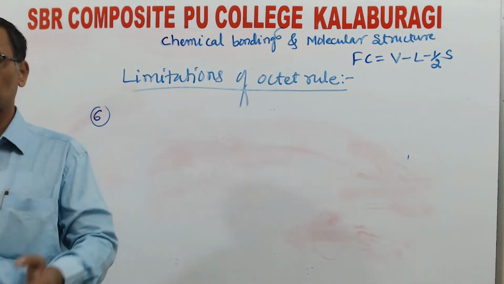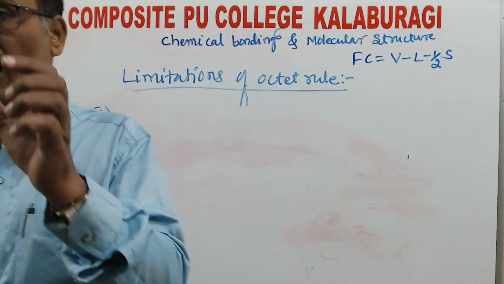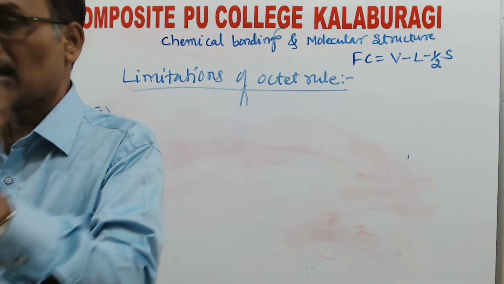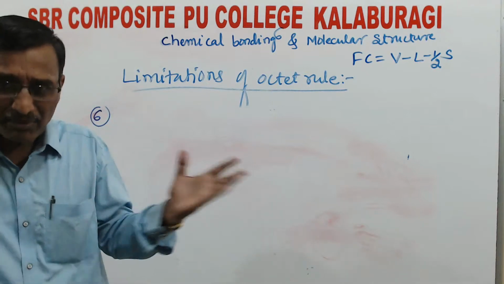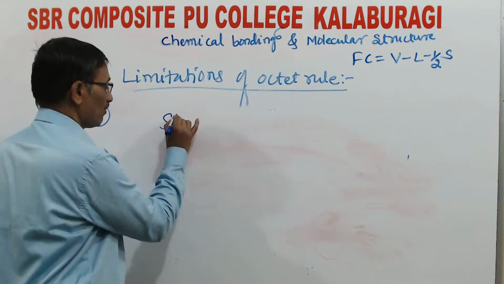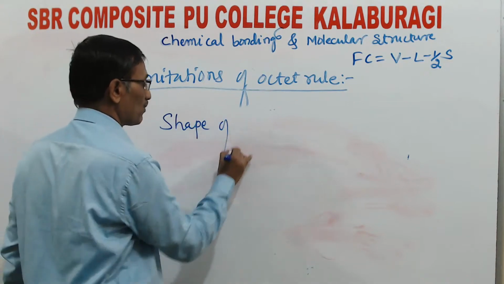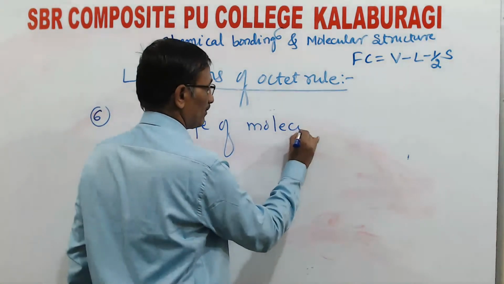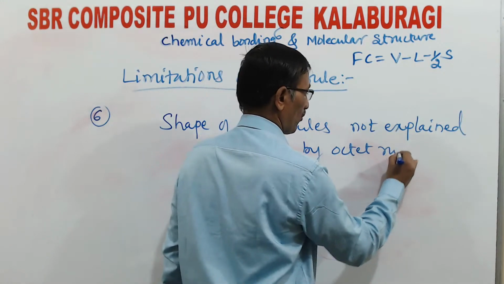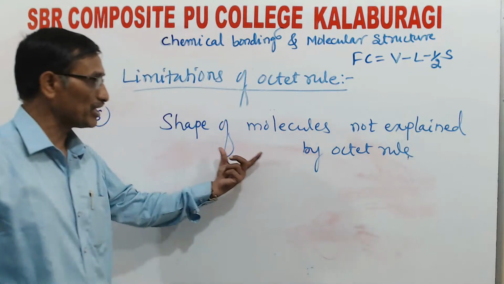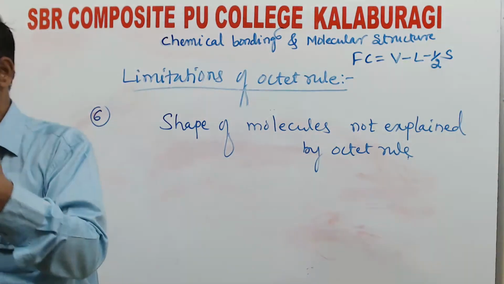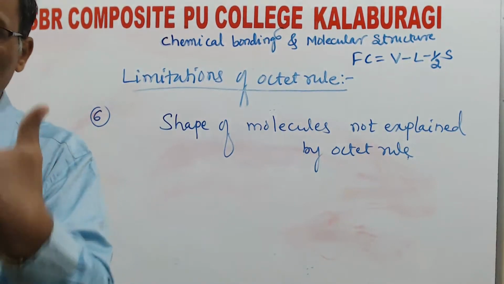This theory does not account for the geometry of the molecule. There is no explanation at all; it fails to explain the geometry of the molecule. So the geometry of the molecule is not explained by the octet rule.